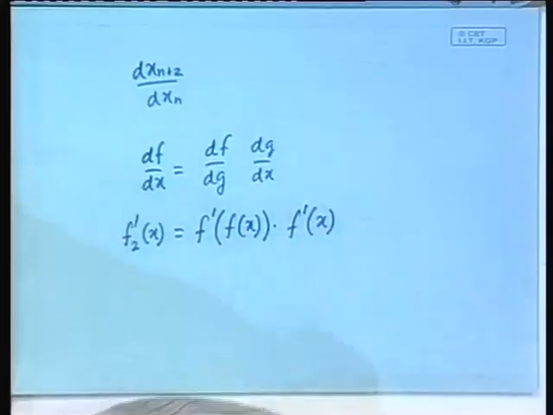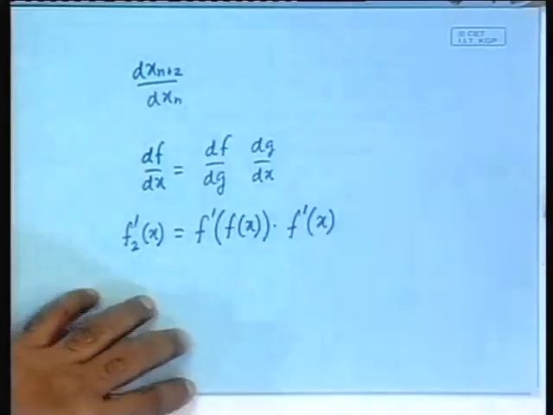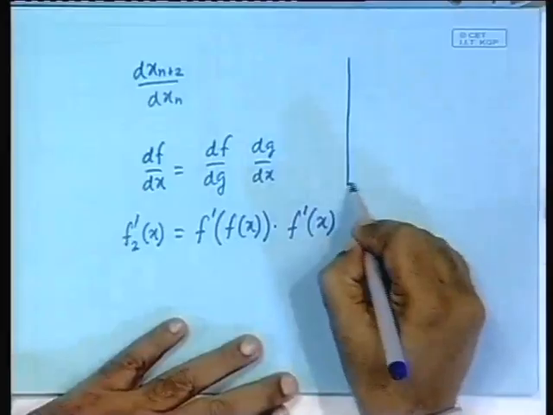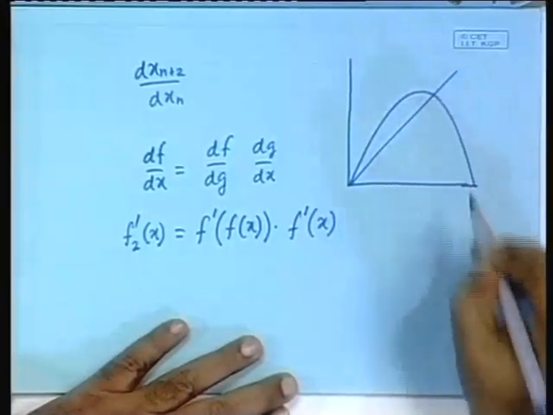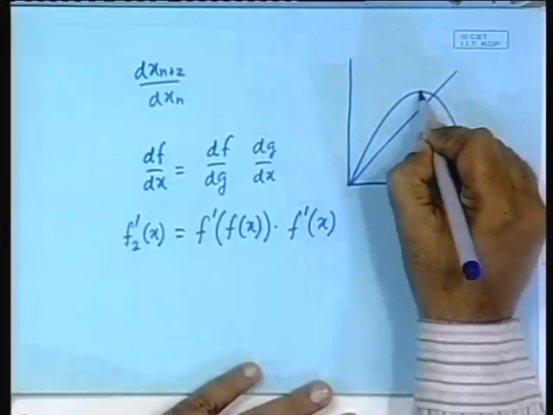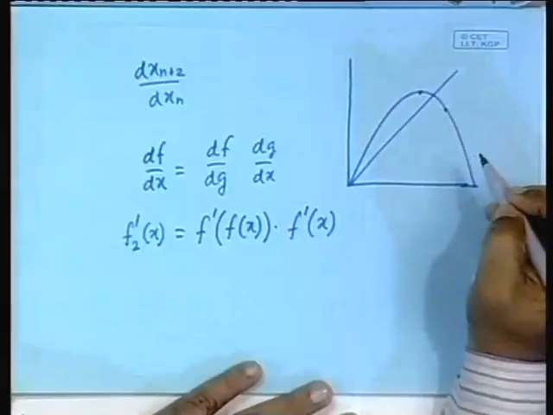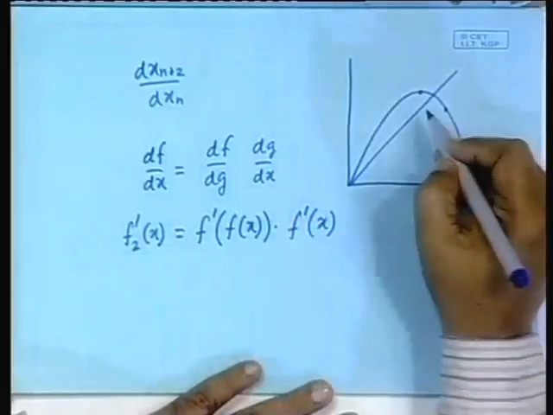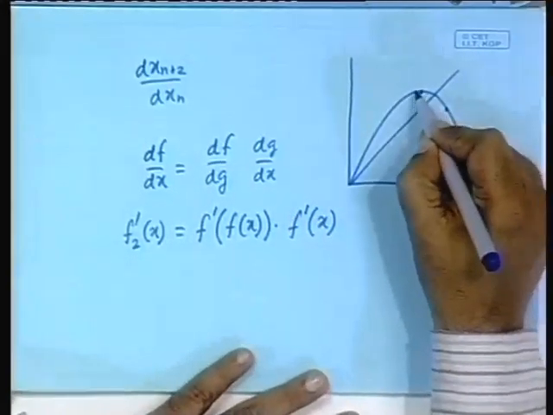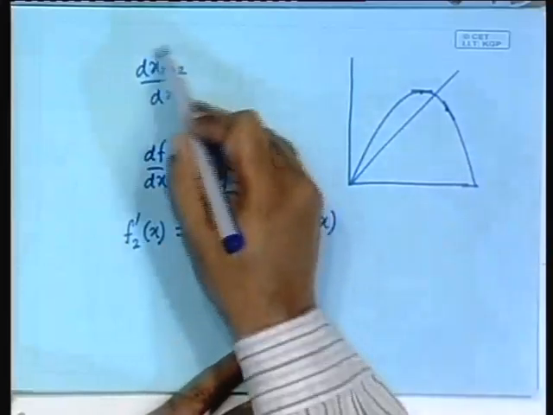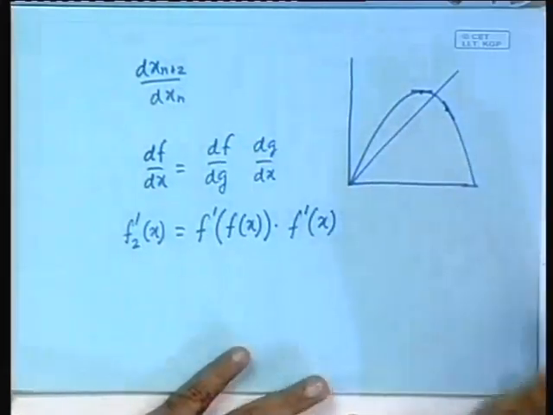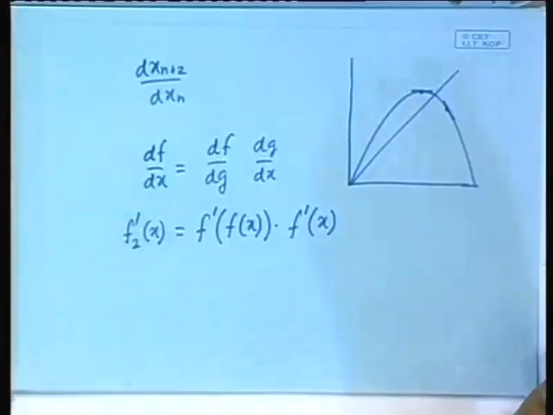If I have a curve like this, and I have one point here and another point here, these two solutions, then all I need to do is to have the slope here and the slope here. The slope ultimately of this one is nothing but a product of these two slopes, right?